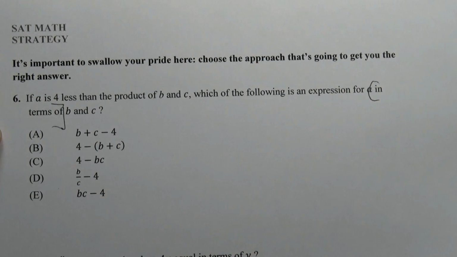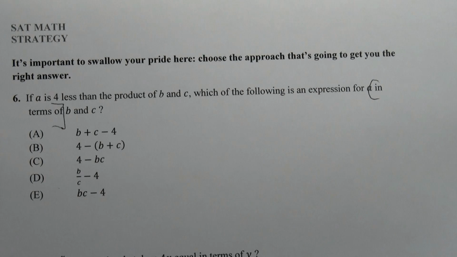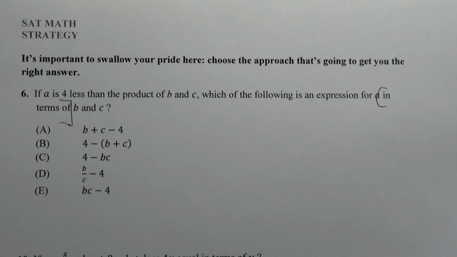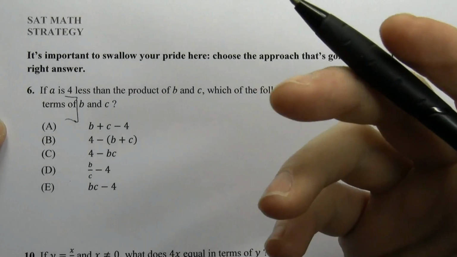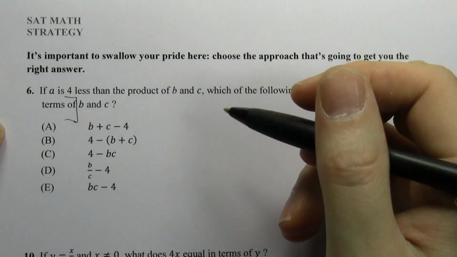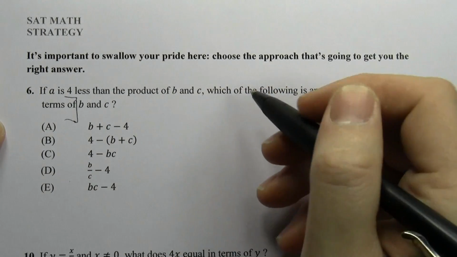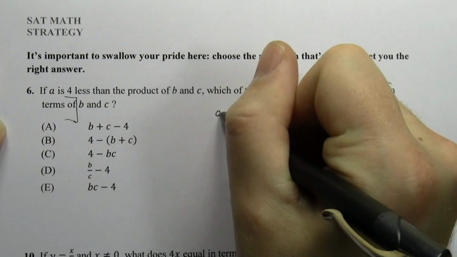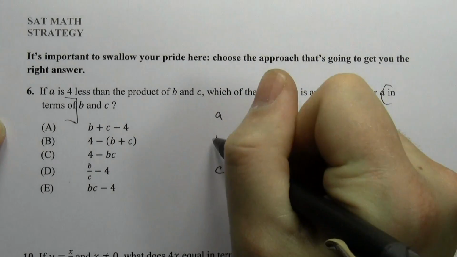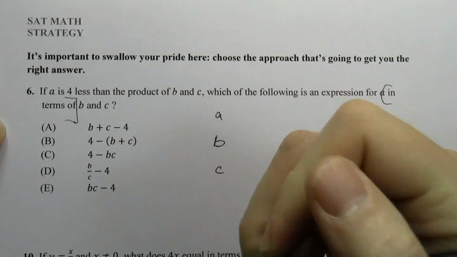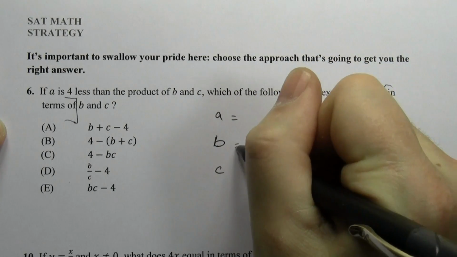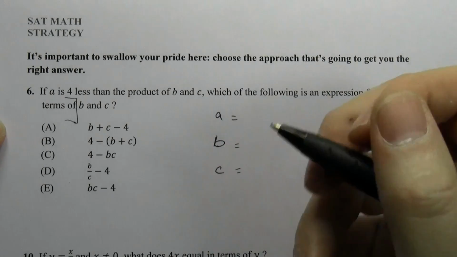Again, I see this phrase "in terms of," and it immediately triggers the idea that I can use my own numbers. I'm going to do that here. I want you to see the technique. It says A is 4 less than the product of B and C. So we're going to make up A, B, and C, and we find that we can't just make them up willy-nilly. We have to make up some of them and then solve for the others.